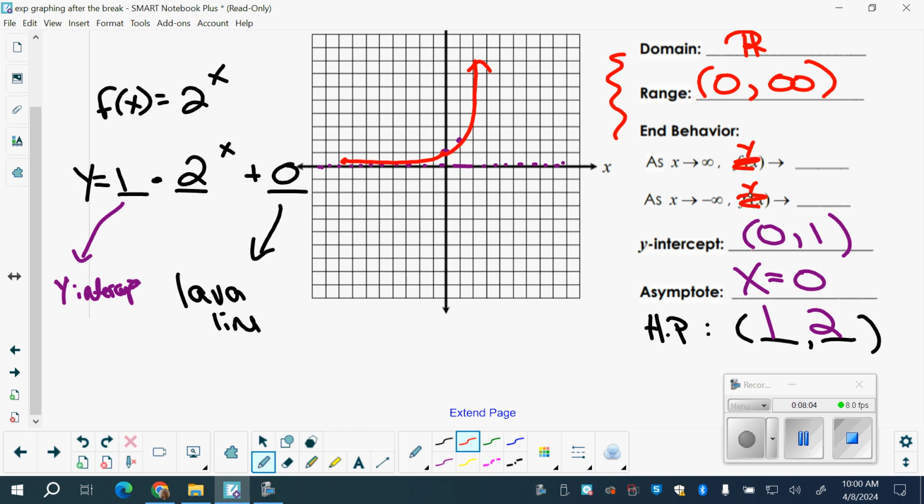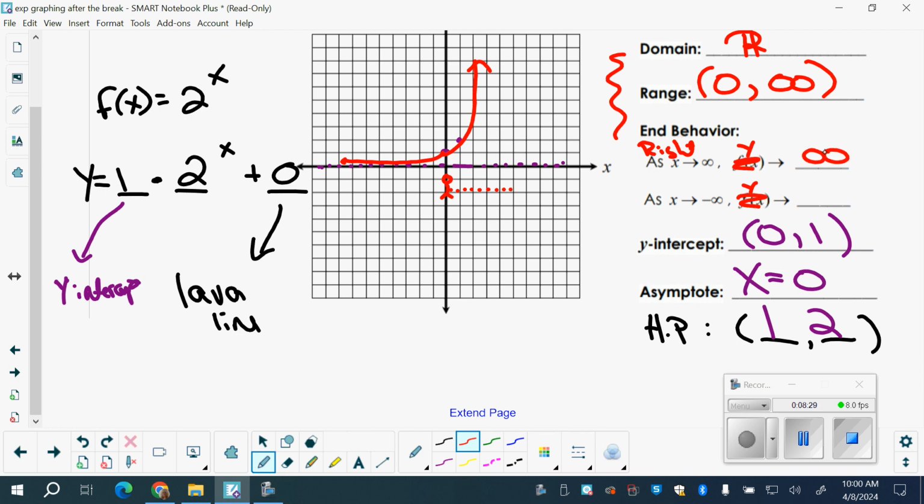When we talk about end behavior, I want you to think about this. You've got a little person here, and he's walking to the right. How do I know it's to the right? Because X is going to infinity. So he's walking, walking, walking. What's happening to my graph as he's walking to the right? Is it getting bigger or is it getting smaller? It's getting bigger. So it's going to infinity.